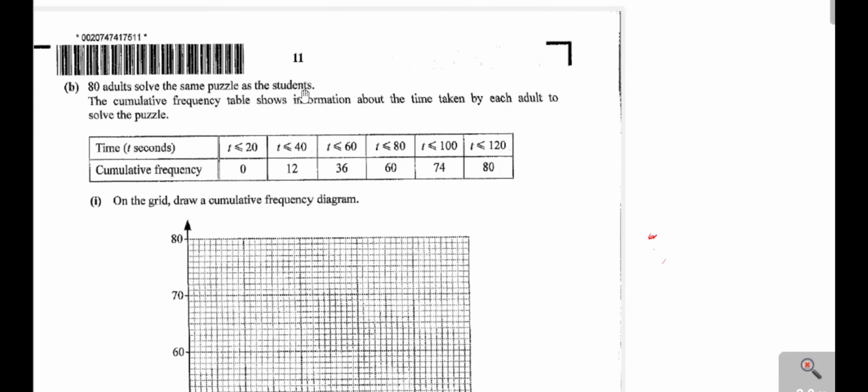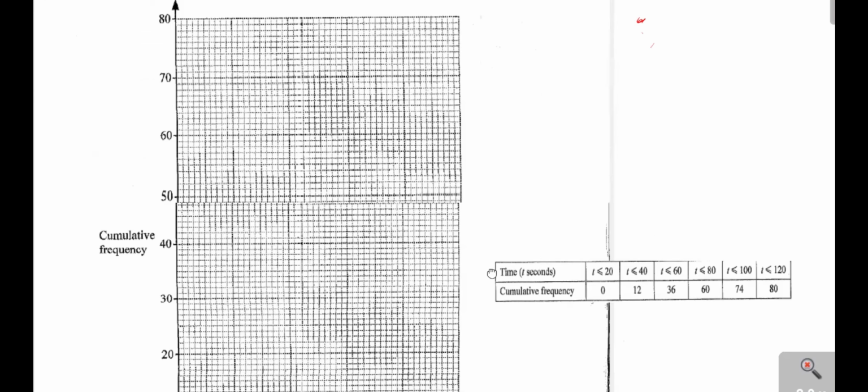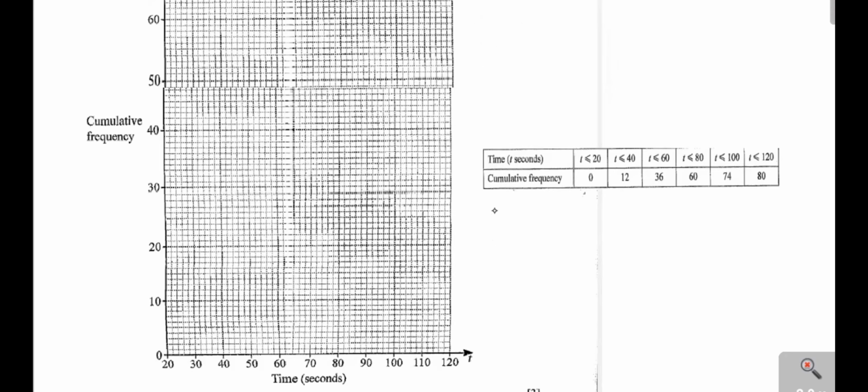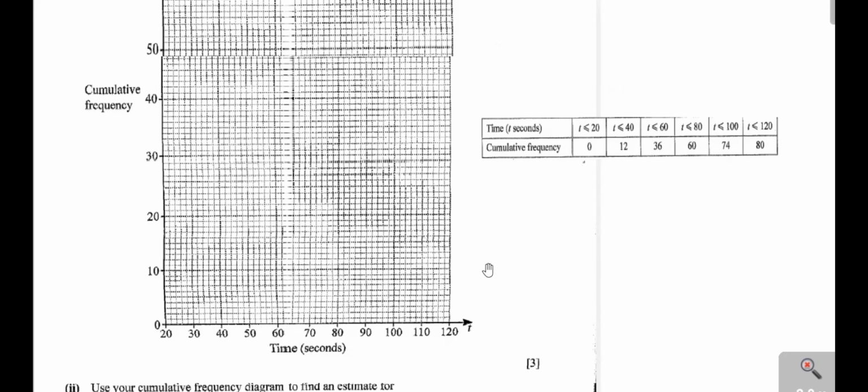Students solve the same puzzle as the adults. The cumulative frequency table shows the information about the time taken by each adult to solve the puzzle. Part first, on the grid, draw a cumulative frequency diagram. This is the cumulative frequency diagram. We will draw the graph.